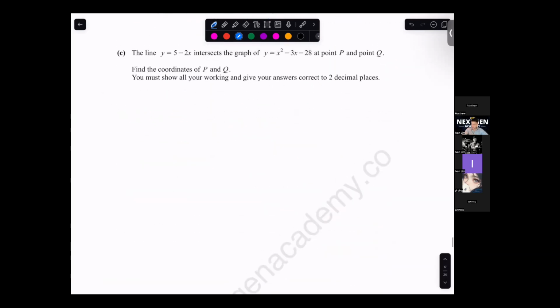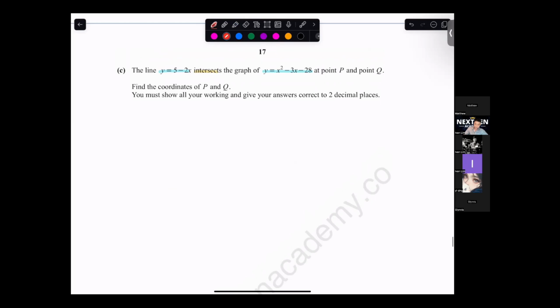Question C. The line y equals 5 minus 2x intersects the graph of y equals x squared minus 3x minus 28 at P and Q. Find the coordinates of P and Q. The keyword here is intersect. You got two different equations. One is a linear equation. Then over here, this is a quadratic equation, or we call it non-linear.